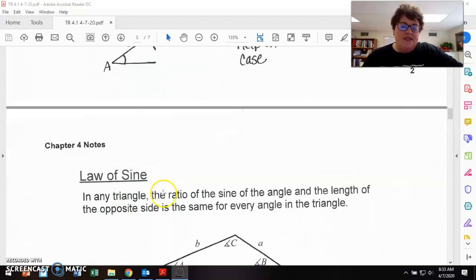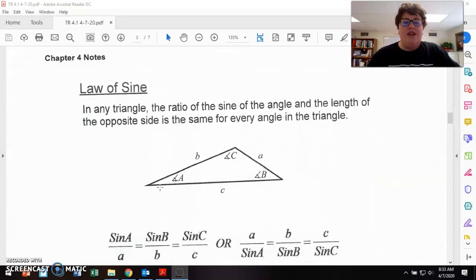Okay, so the law of sines. In any triangle, the ratio of the sine of the angle and the length of the opposite side is the same for every angle of the triangle. Your triangles are going to be set up with three angles, capital letters A, B, and C. They're not always in this placement, they can move around, but your sides will always be opposite your angles. They're lowercase, so angle A, side a.